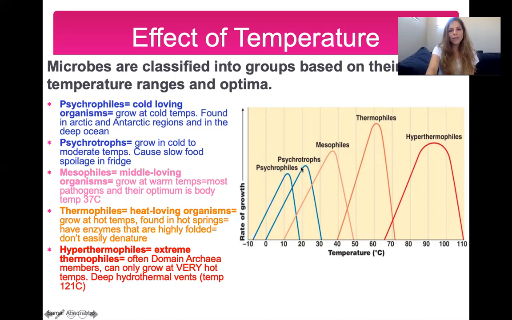Now, there's a class of organisms between the cold-loving organisms, which is psychrophiles, and the middle-loving organisms, which is mesophiles. And this middle class is called psychrotrophs. So these organisms grow in cold to moderate temperatures, and they're typically the ones that cause food spoilage. And keep in mind that most organisms like middle temperatures. Most organisms are classified as mesophiles, so they like body temperature.